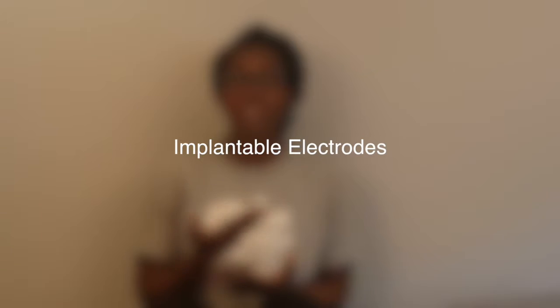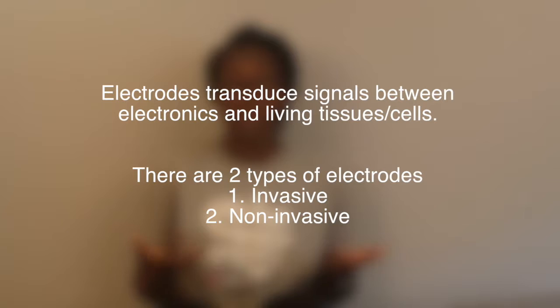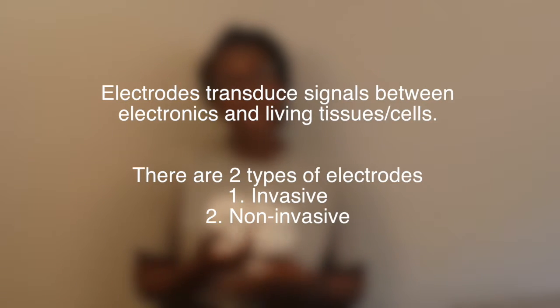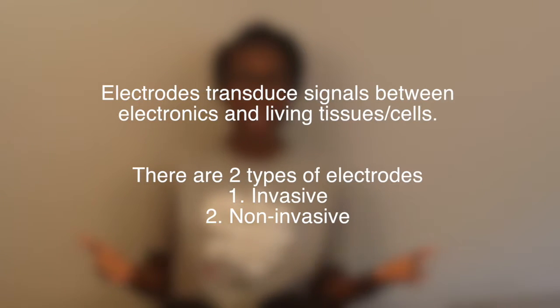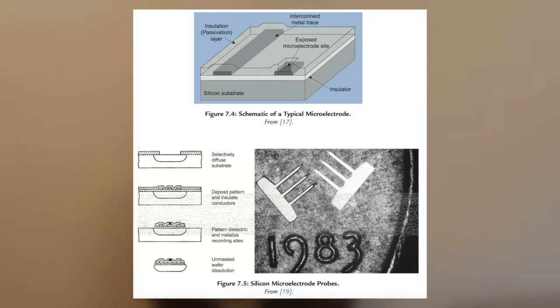Now, there are different types of implantable electrodes, but as you know, the key element in electrical sensing is the electrode that transduces signals between electronics and living tissues. And electrodes for biomedical application can be characterized as non-invasive as well as invasive electrodes. Non-invasive electrodes are surface electrodes that are applied to the skin of a specific person. And invasive electrodes are implanted adjacent to, around, or within a nerve, muscle, or tissue.